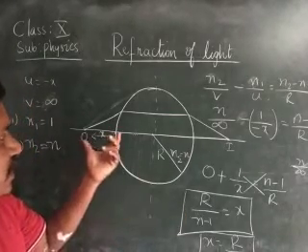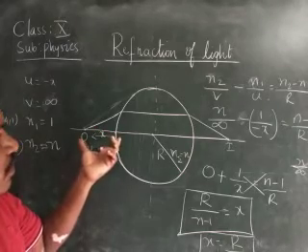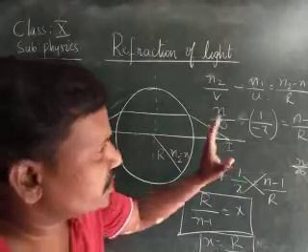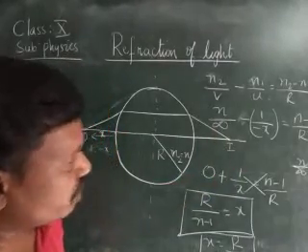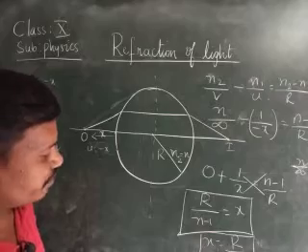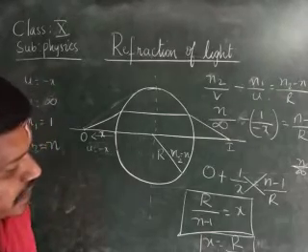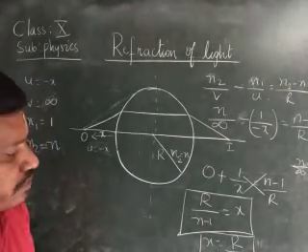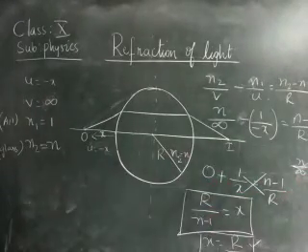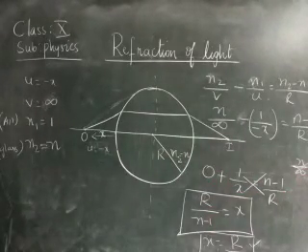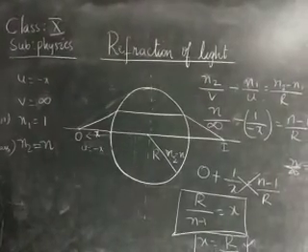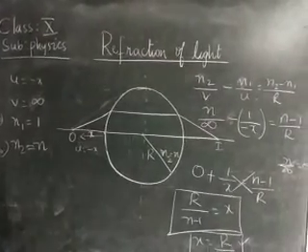X is nothing but the distance where the object should be placed in front of the sphere to obtain a real image on the other side. Therefore the distance where the object should be placed is x is equal to r by n minus 1. Have you understood children? Okay, this is a problem, that x is equal to r by n minus 1.